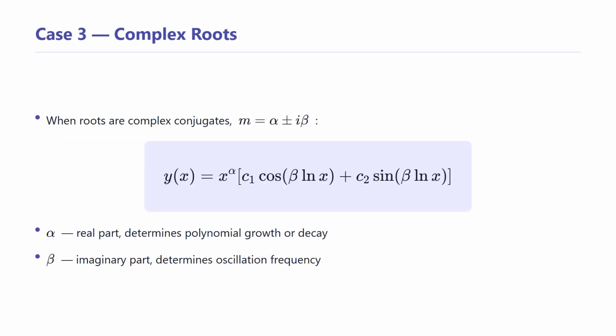Finally, we have case 3, which occurs when the quadratic formula gives us complex conjugate roots, alpha plus or minus i times beta. Using Euler's formula, we transform imaginary powers into sine and cosine functions. The real part, alpha, acts as an envelope, determining if the wave grows or decays. The imaginary part, beta, determines the frequency of the oscillations. Because the sine and cosine depend on the natural logarithm of x, the waves stretch out as x increases.